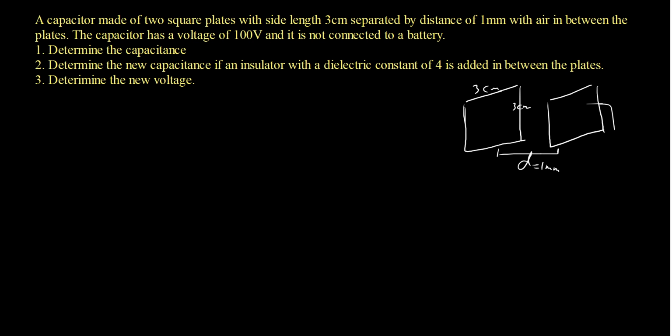So let's see what the question asks. Now it's telling me to determine the capacitance of this capacitor. All right, that should be a nice and easy one. So the capacitance will be the permittivity multiplied by area over d. That will be 8.85.